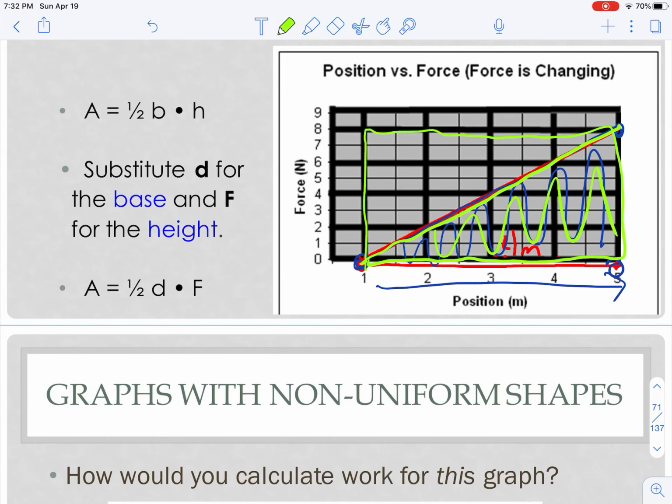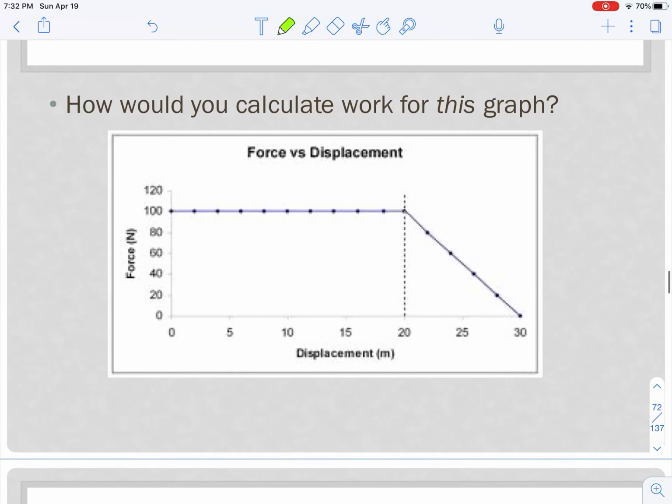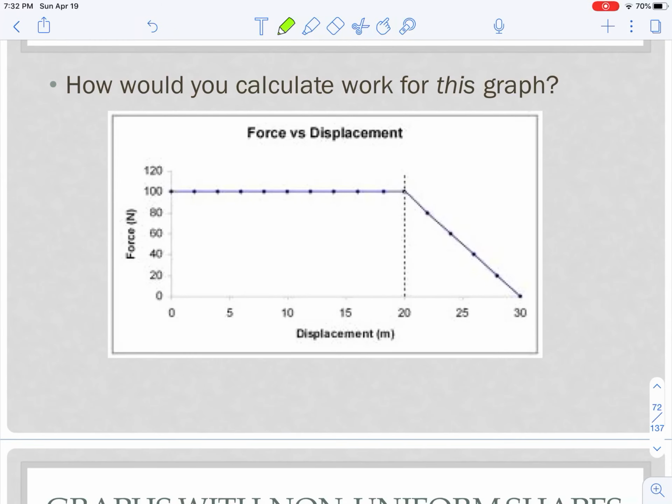So that's why when we do have this type of graph, we do work being half of the force times the distance. So in this case, the force was 8 newtons, and we multiply by the distance of 5 meters, but we must take only half of that. So 5 times 8 is 40, and half of 40 is 20. So 20 joules would be your answer for this particular graph.